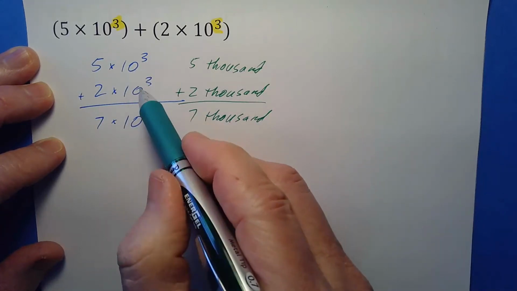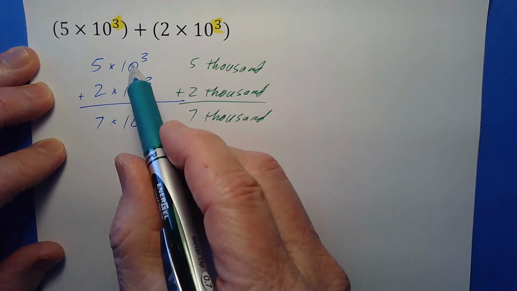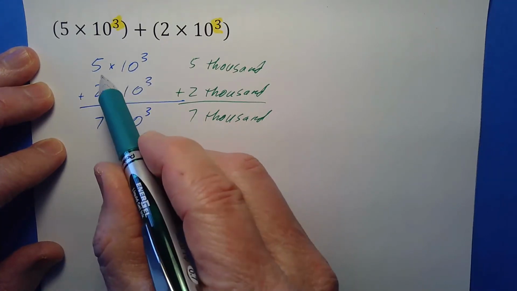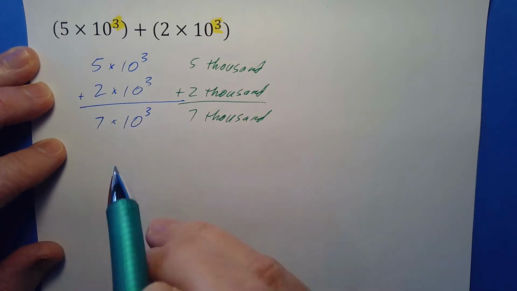Same thing here, 10 to the third. It didn't change. Again, we got 5. Think of it as almost like apples or oranges or something, right? I've got 5 10 to the thirds. I have 2 10 to the thirds, so altogether I have 7 10 to the thirds.